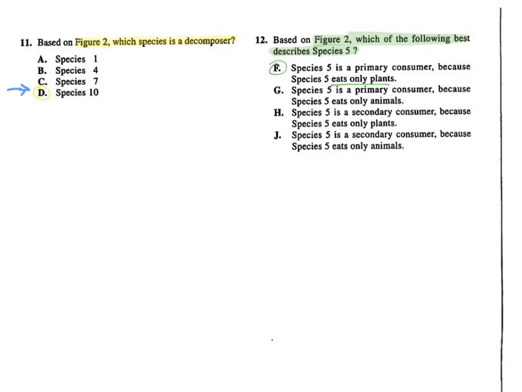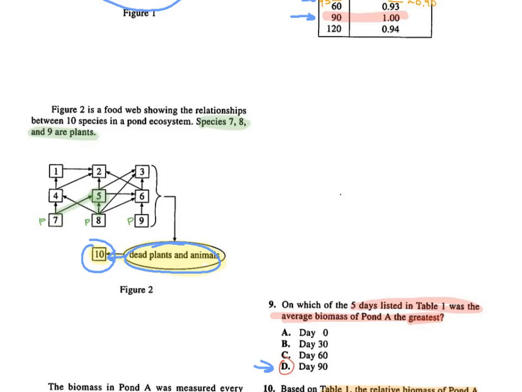Number 12 says, based on Figure 2, which of the following best describes species 5? So we need to figure out, is species 5 a primary consumer or a secondary consumer, and why? Is it because they eat only plants or eat only animals? So let's take a look at species 5 in Figure 2. Here's species 5. So we look at where the arrows are coming from that are pointing to species 5. They're coming from organism number 7 and organism number 8. Those are the only arrows that feed into species 5. And both 7 and 8, as it says above, are plants.